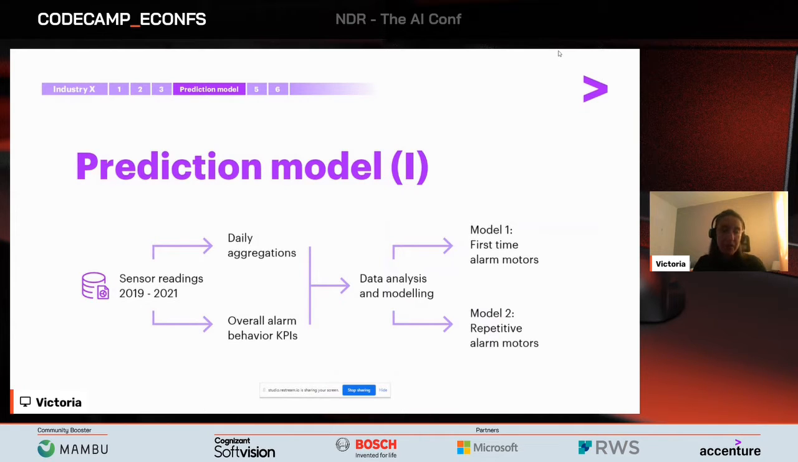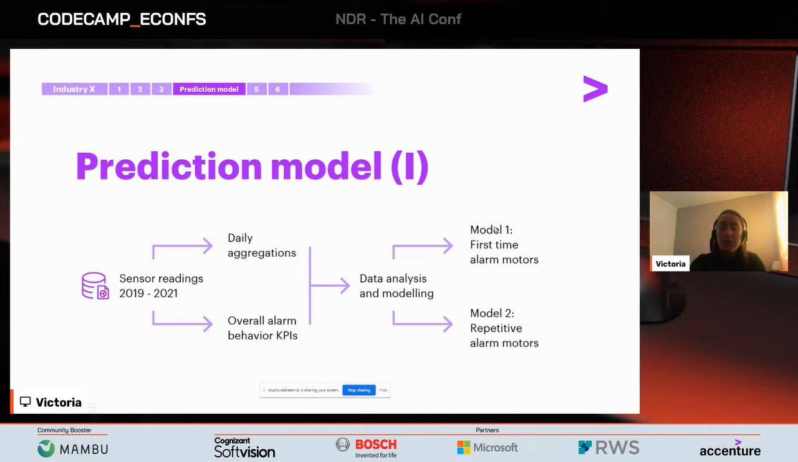Nothing very complicated, so minimum, maximum, means, standard deviations. And we also constructed a series of KPIs which showed us how a motor behaves in terms of alarms. So what percentage of the last 30 days does it stay in alarm state? How many days pass between two consecutive alarms, the minimum, the maximum, and KPIs like that. These two sources were basically used as input for the data analysis and modeling step, which was done in Azure Machine Learning Studio.